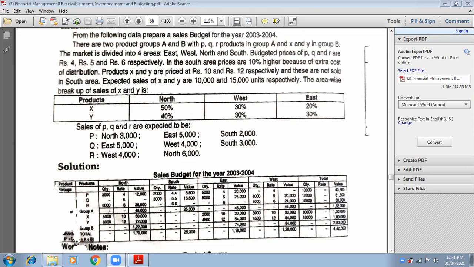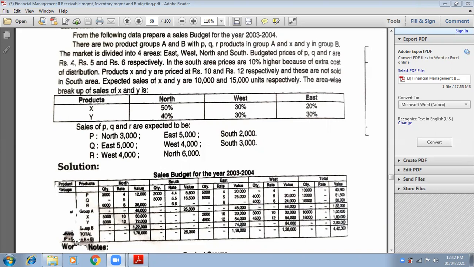Okay, look at P, east. Go to the column of east and write down 5000 units, which means the quantity will be 5000. Please remember the columns: north, south, east, west. Product P is sold at rupees 4 only everywhere. Only in the south area it is 10% higher.